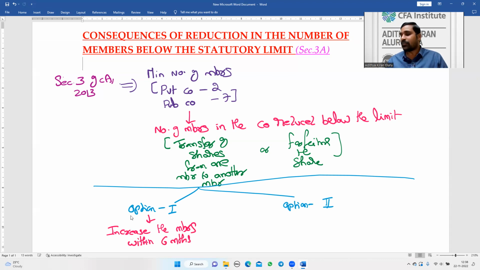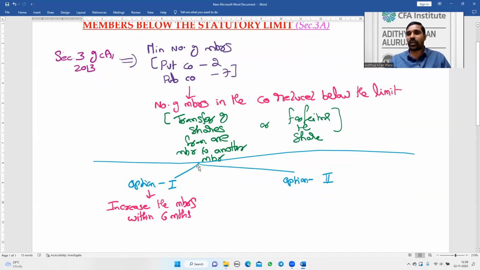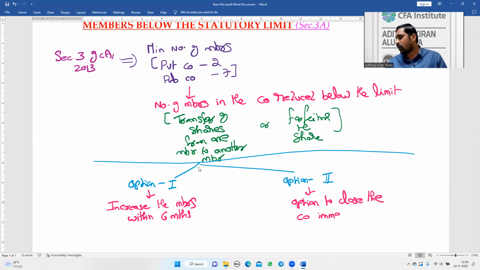So as per that, there is a minimum number of members, 2 and 7, but there may be chances that the number of members may reduce below the limit, for example through transfer of shares or forfeiture of shares. Whatever may be the reason, there are two options to the company. Option 1, increase the members within 6 months. Option 2, close the company immediately after 6 months.